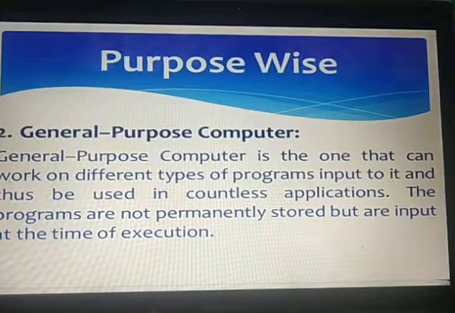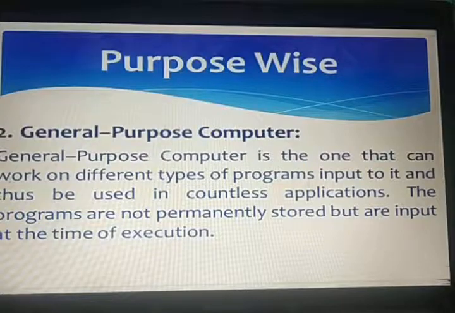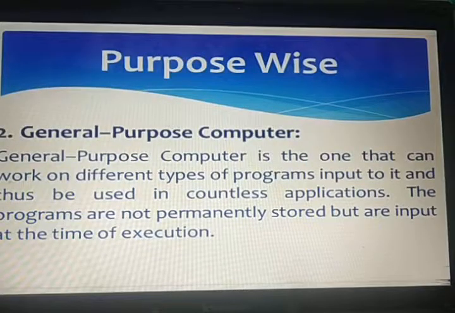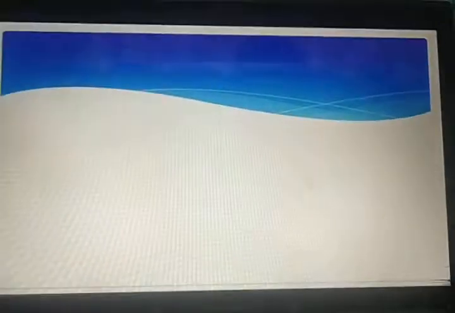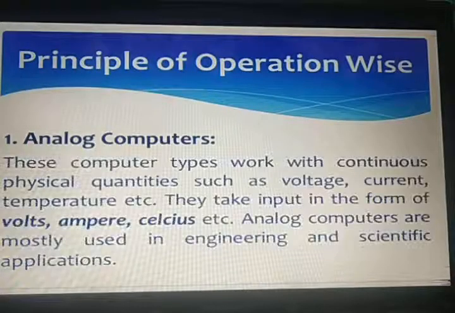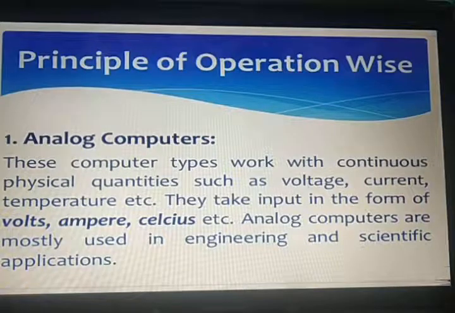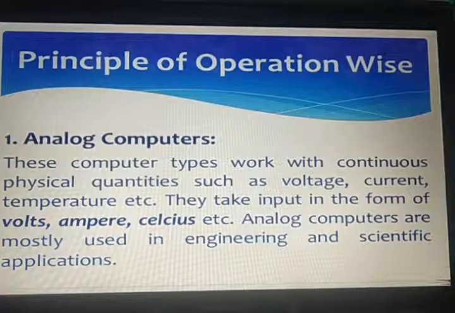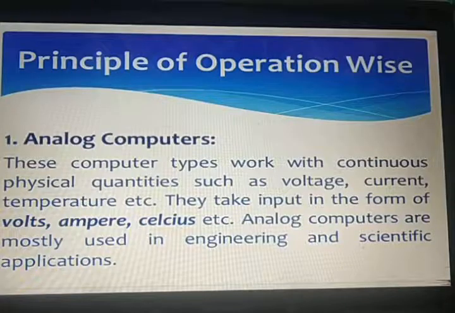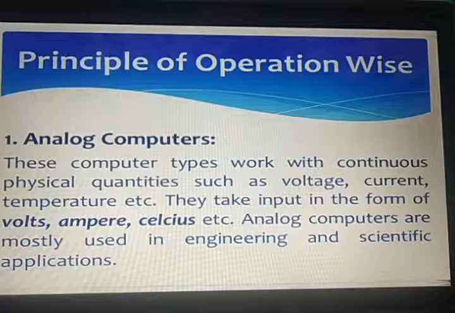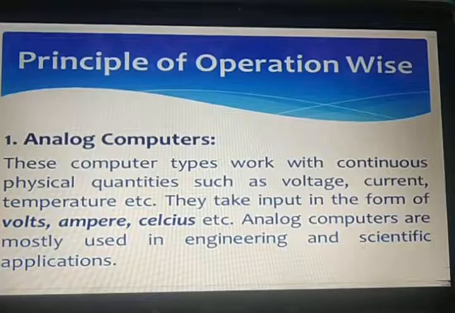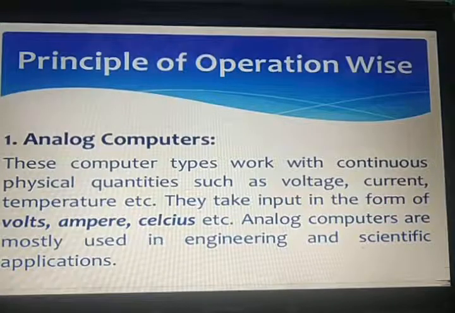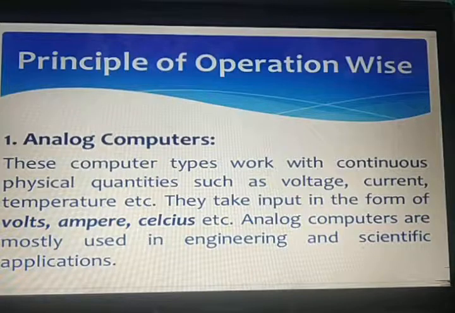According to principle of operation-wise, computers can be categorized in three categories: analog computer, digital computer, and hybrid computer. So let's discuss first analog computers. These computers work with continuous physical quantities such as voltage, current, temperature, etc. That is, they take input in the form of volts, amperes, Celsius, etc. But their accuracy is poor as compared to their digital counterparts. Analog computers are mostly used in engineering and scientific applications. And the electronic weighing scale is an example of an analog computer.